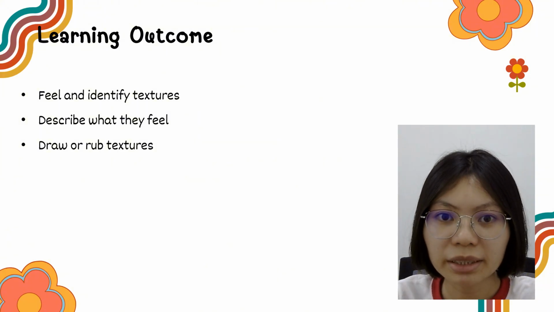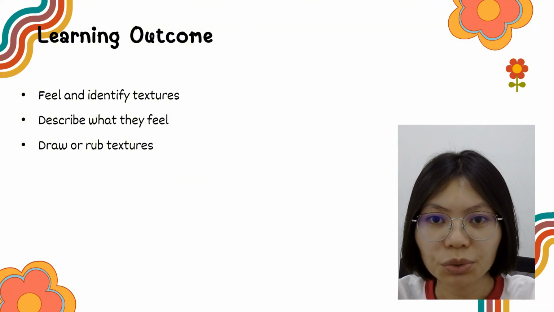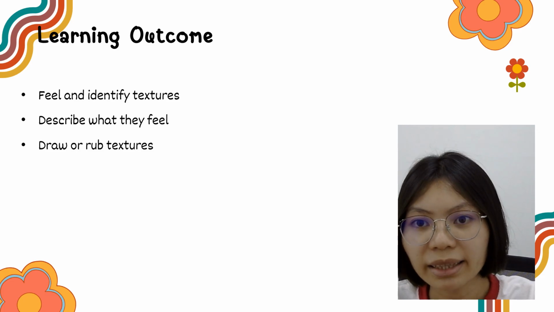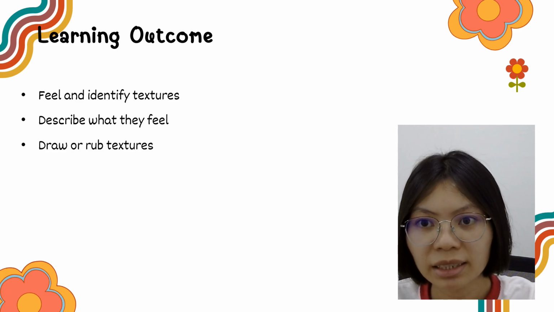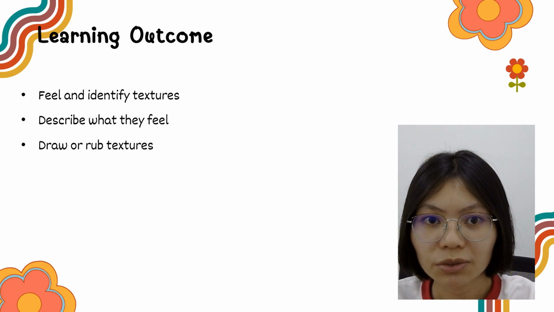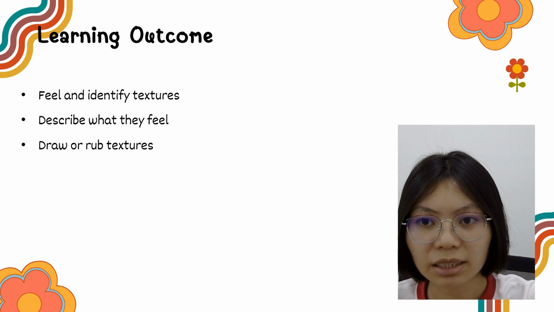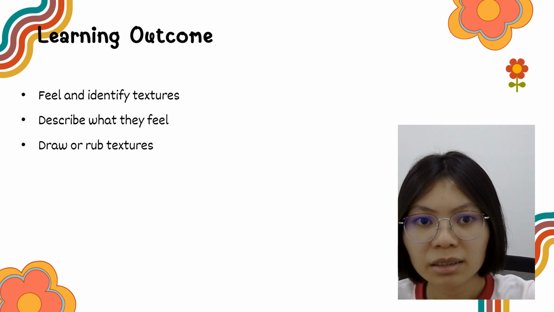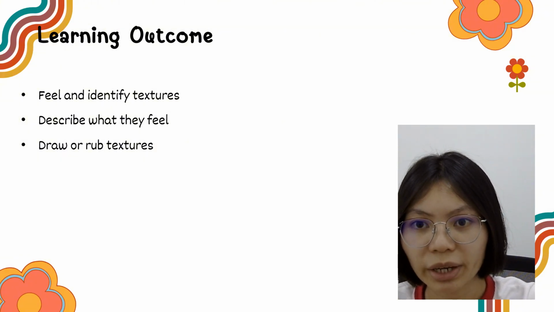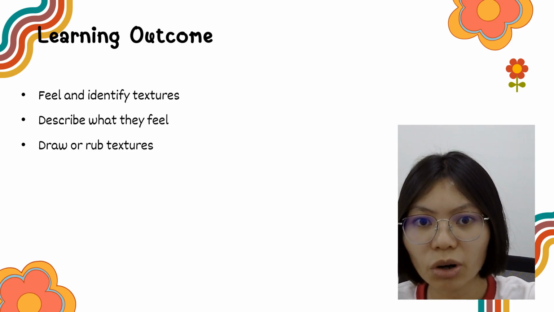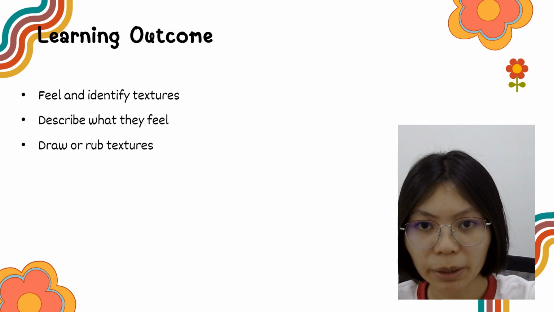In the Mystery Touch Box activity, children will explore and identify different textures, such as soft, rough, smooth, and hard. Using their sense of touch, they develop tactile sensory awareness and learn to describe what they feel with words. This activity encourages creative expression as children represent textures through drawing or writing on paper.